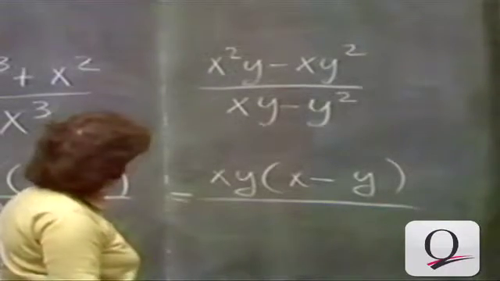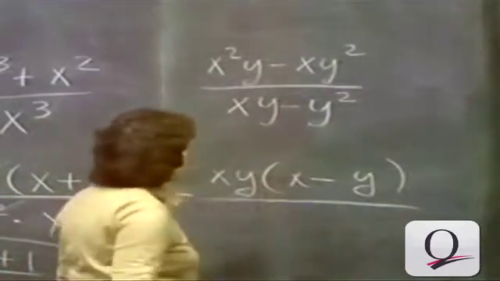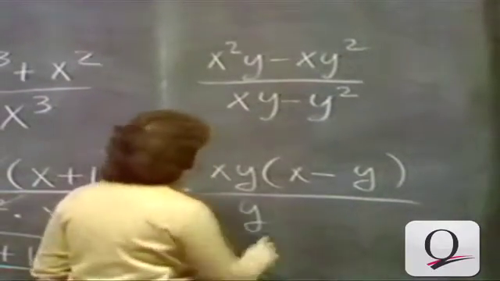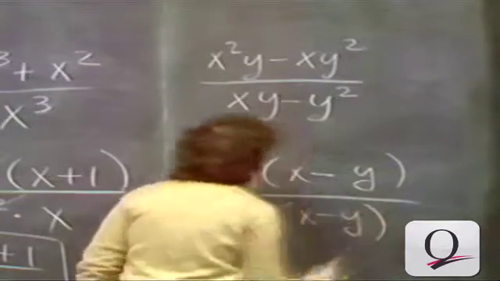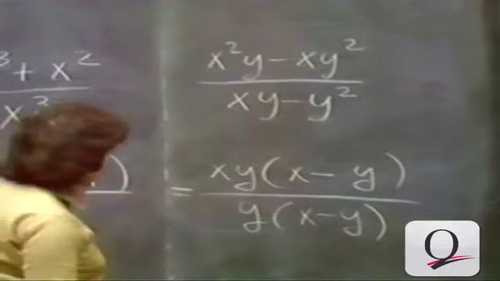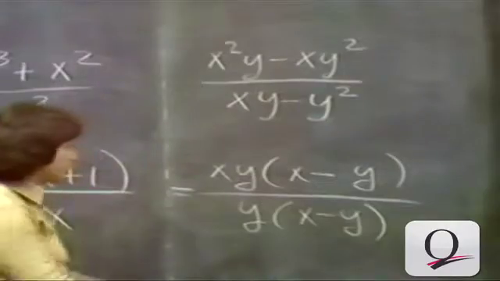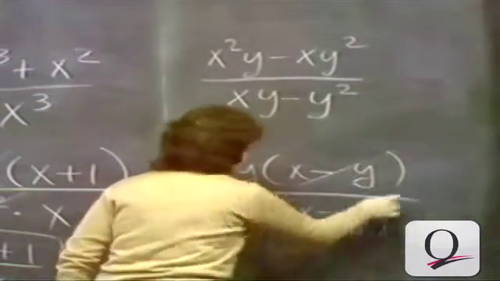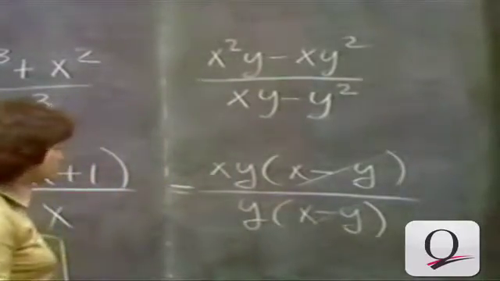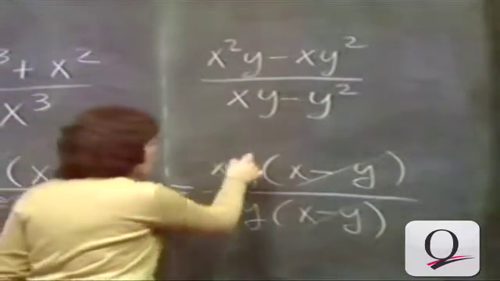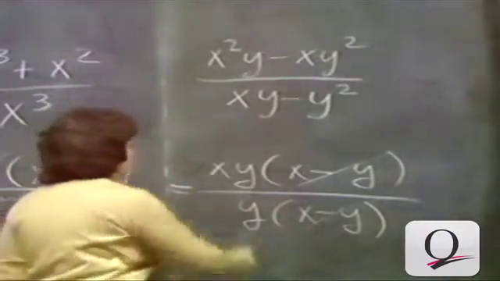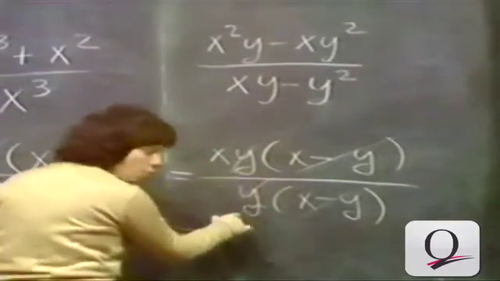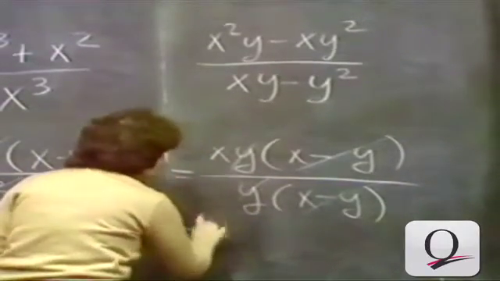In the bottom, we notice that xy and the minus y squared have a y in common. We factor out the y, and that leaves us with x minus y. Now it's in a factored form, and we notice that x minus y is a factor in both the numerator and the denominator. That is, we can divide numerator and denominator by x minus y, cancel the x minus y's. And also, y is a factor in the numerator and the denominator. We can cancel that. And this leaves us with x over 1, or just x.